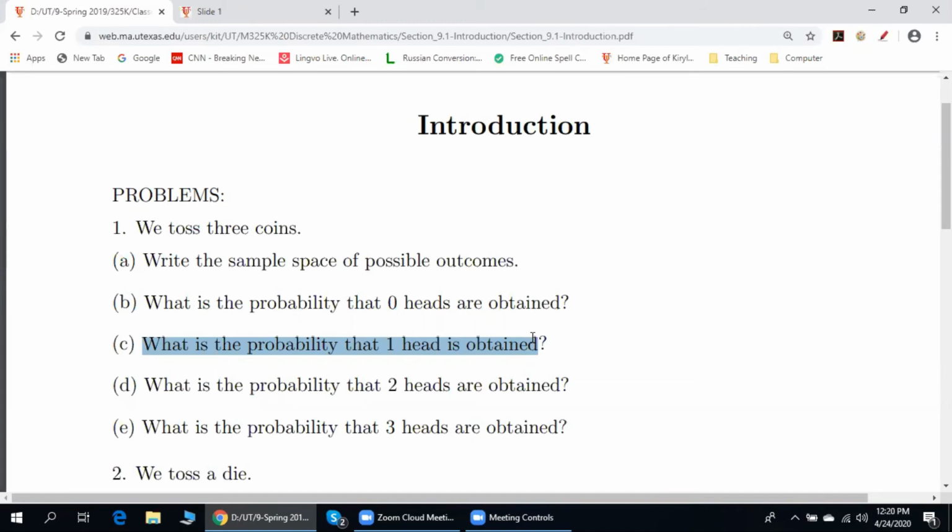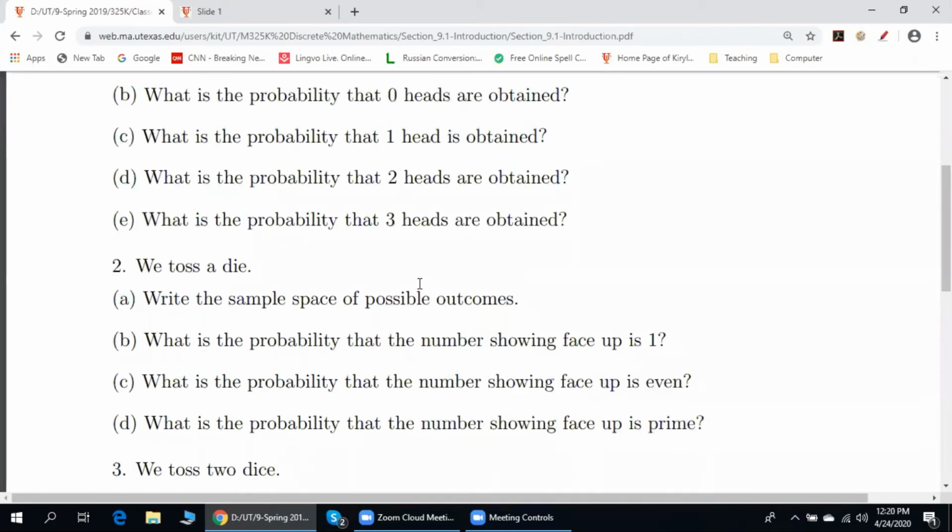Lastly, what is the probability that 3 heads are obtained? 1/8. Why is that? Because this event consists of just one element, H, H, H. Number 2, we toss a die. Write the sample space of possible outcomes.